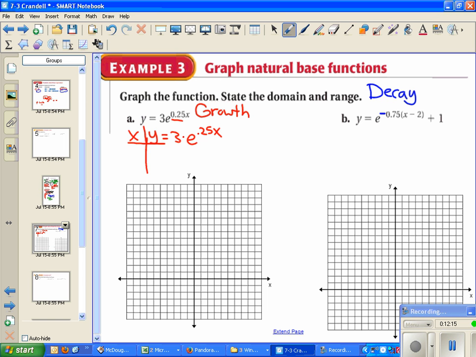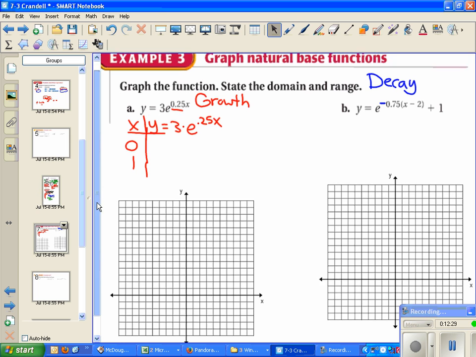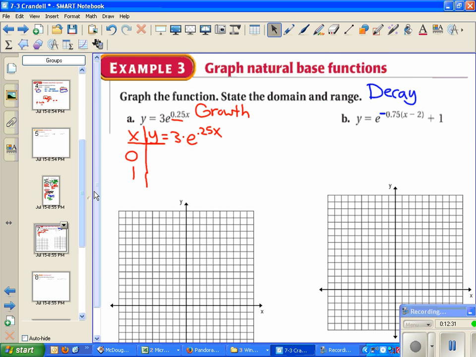Okay, our basic ones that we want to use are 0 and 1. So if you can get 0 and 1 all by your lonesome, please do that now. Go ahead, pause the video and see if you can work that out all by yourself.